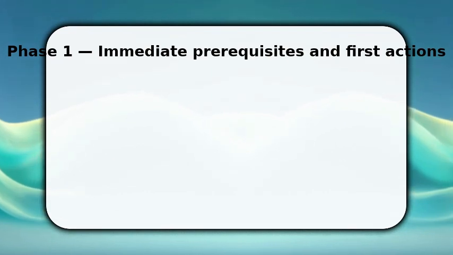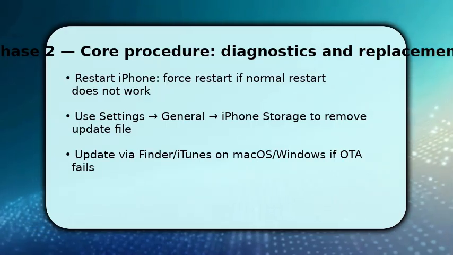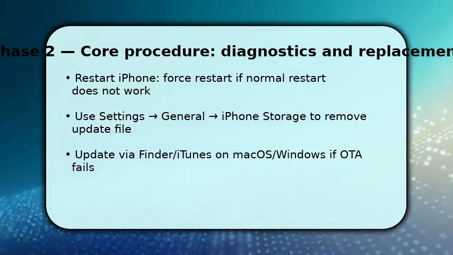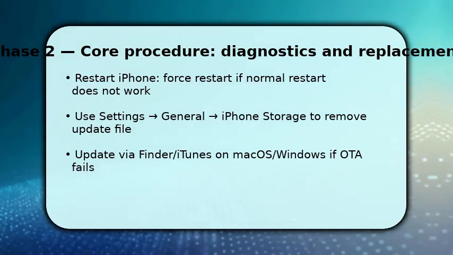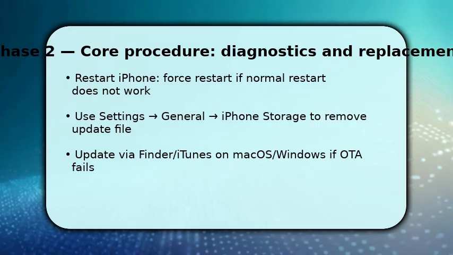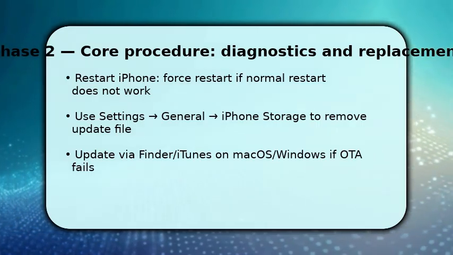If the update still stalls, restart the phone. On modern devices, perform a force restart to clear hung processes. This often lets the installer continue. If that fails, delete the partially downloaded update via Settings > General > iPhone Storage. Then retry download so you have a clean file.